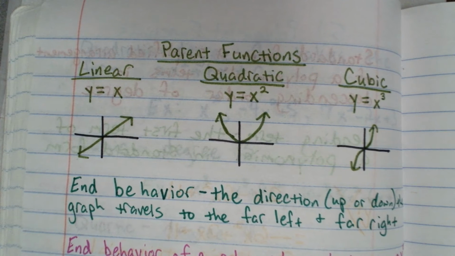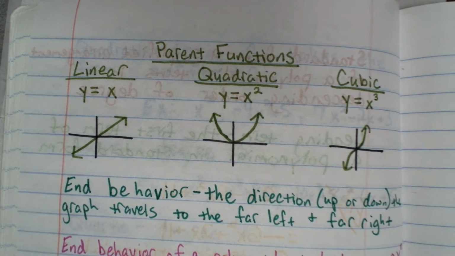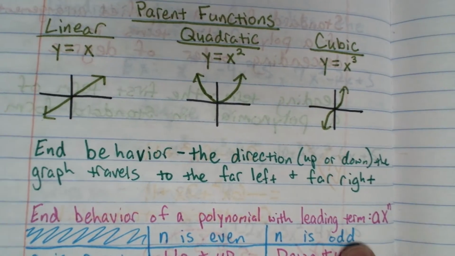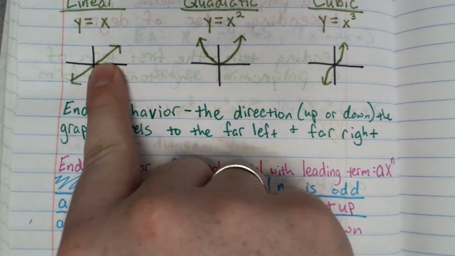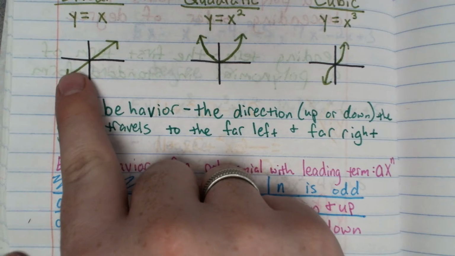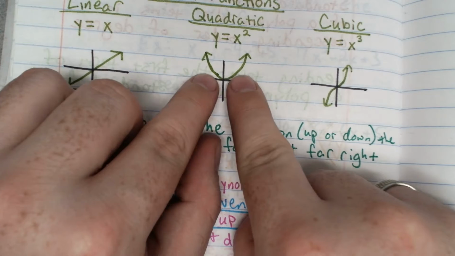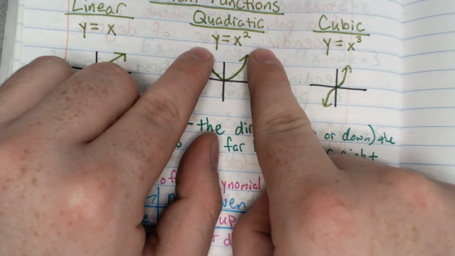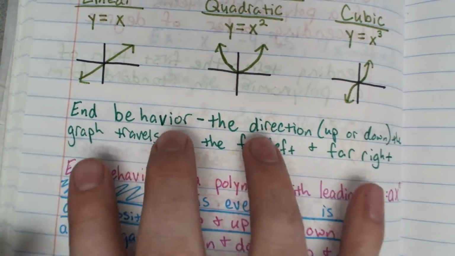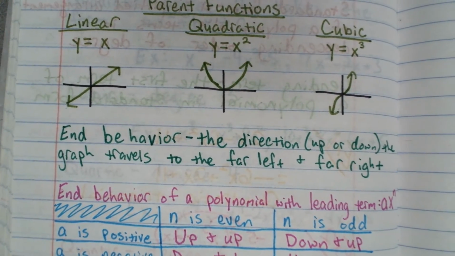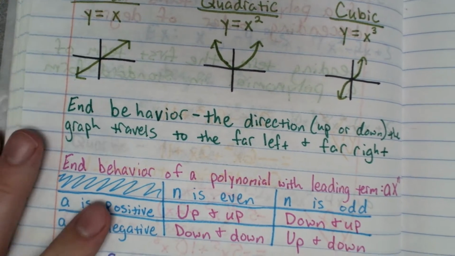So one of the key features of graphs that we're going to be looking at today is called end behavior, and that is the direction, either up or down, the graph travels to the far left and the far right. So if you look up here, our linear function to the left is going down, to the right is going up. For a quadratic, it's going up in both directions. And for a cubic, again, down to the left, up to the right. And these are for the parent functions. We can do transformations to change those, but that is the type of end behavior that we're talking about.